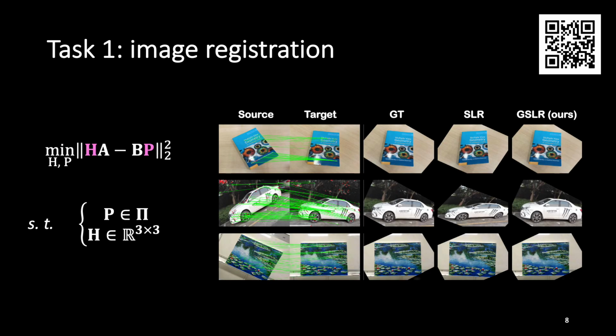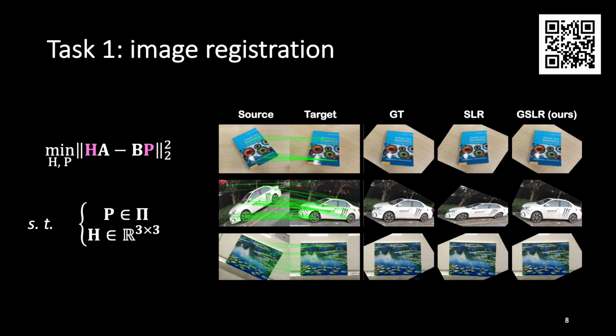Applications of our proposal exist in broad fields, especially in geometric computer vision. For example, for the image registration task, by treating the data A and B as the homogeneous pixel coordinates of the feature points, we have the regression variable H characterizing the homography matrix. And here are the results.